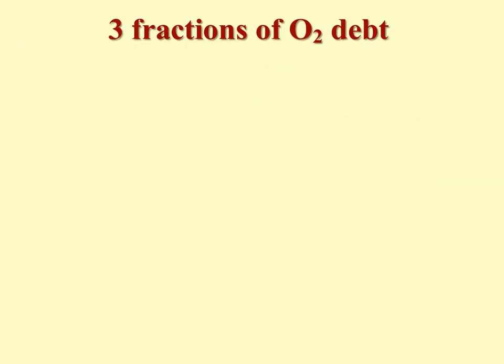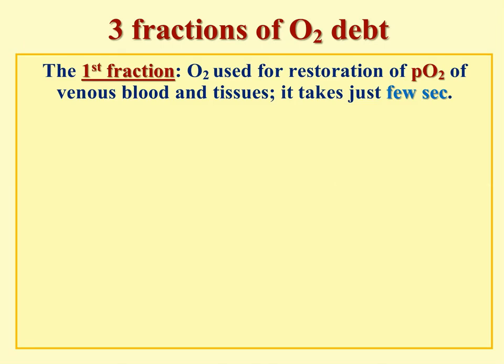According to sport medicine, there are 3 fractions of the oxygen debt. The first fraction is smallest, and it's just oxygen that is used for restoration of the PO2, partial oxygen pressure, in tissues and venous blood. It goes within a few seconds.